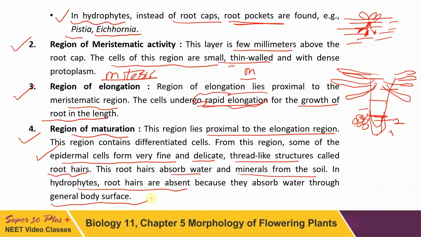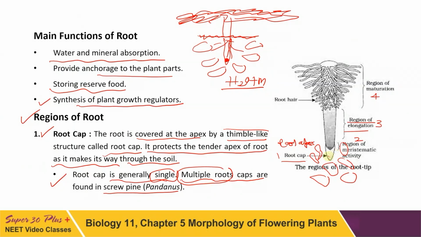You can go a little back. This is the root cap region. This is the root apex, the meristematic zone. This is the elongation zone, and this is where differentiation takes place, and it has the root hairs. In that way this is the last, the region of maturation, or zone of differentiation.